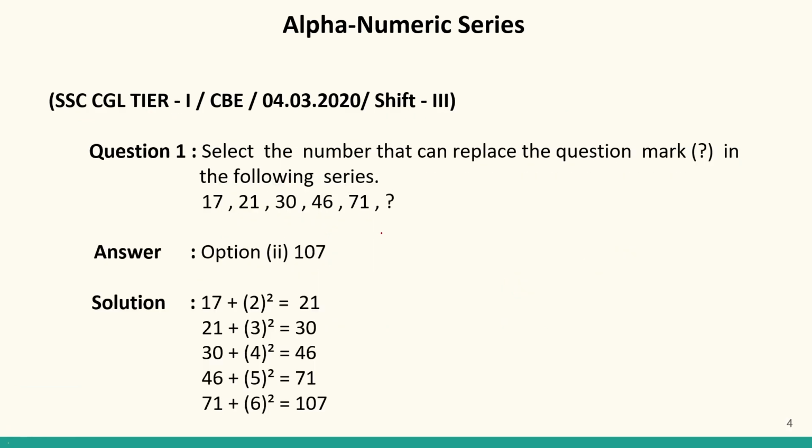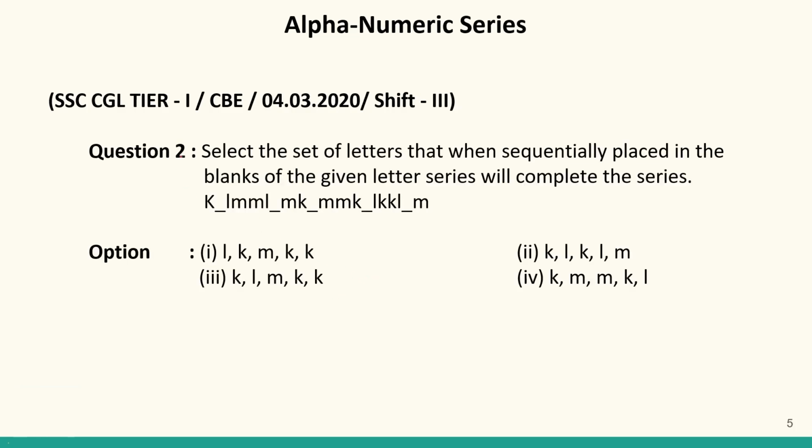Okay, this is the solution. You can give this a look. So increment by 2 square, increment by 3 square, 4 square, 5 square, and 6 square. Okay, question number 2. This came in the same exam, same shift. We have to select the set of letters that will fill this gap to make this series a logical series.